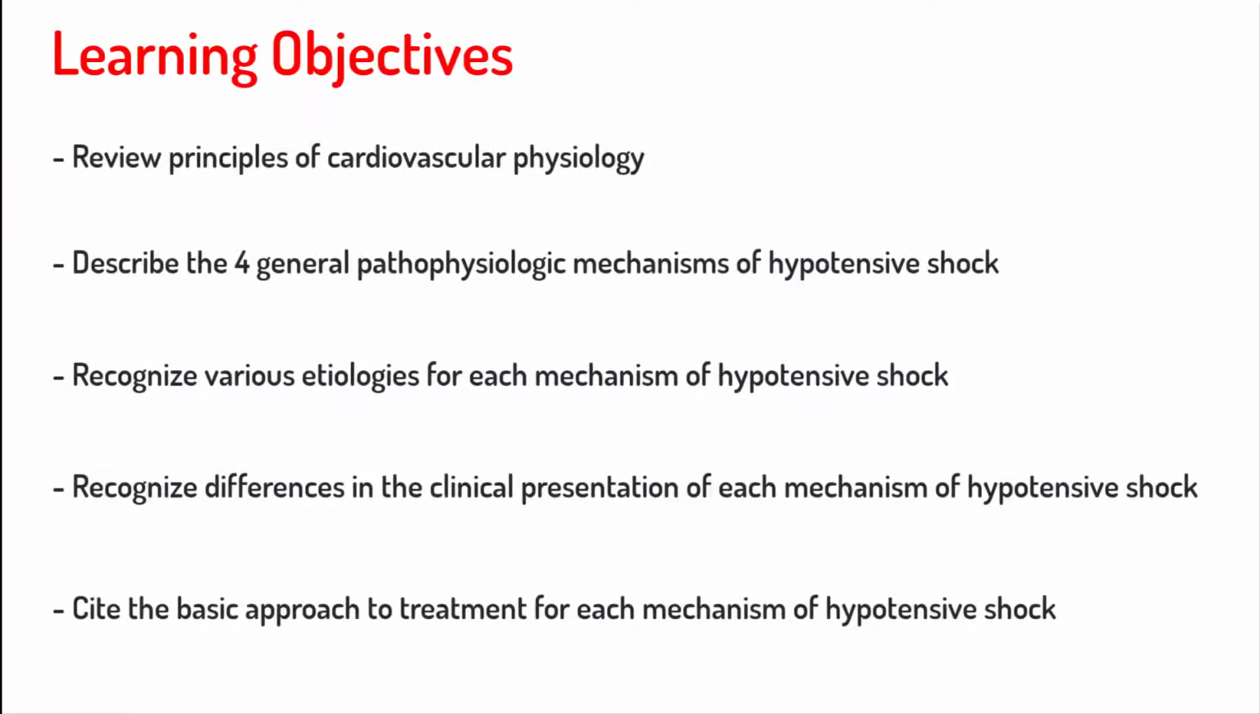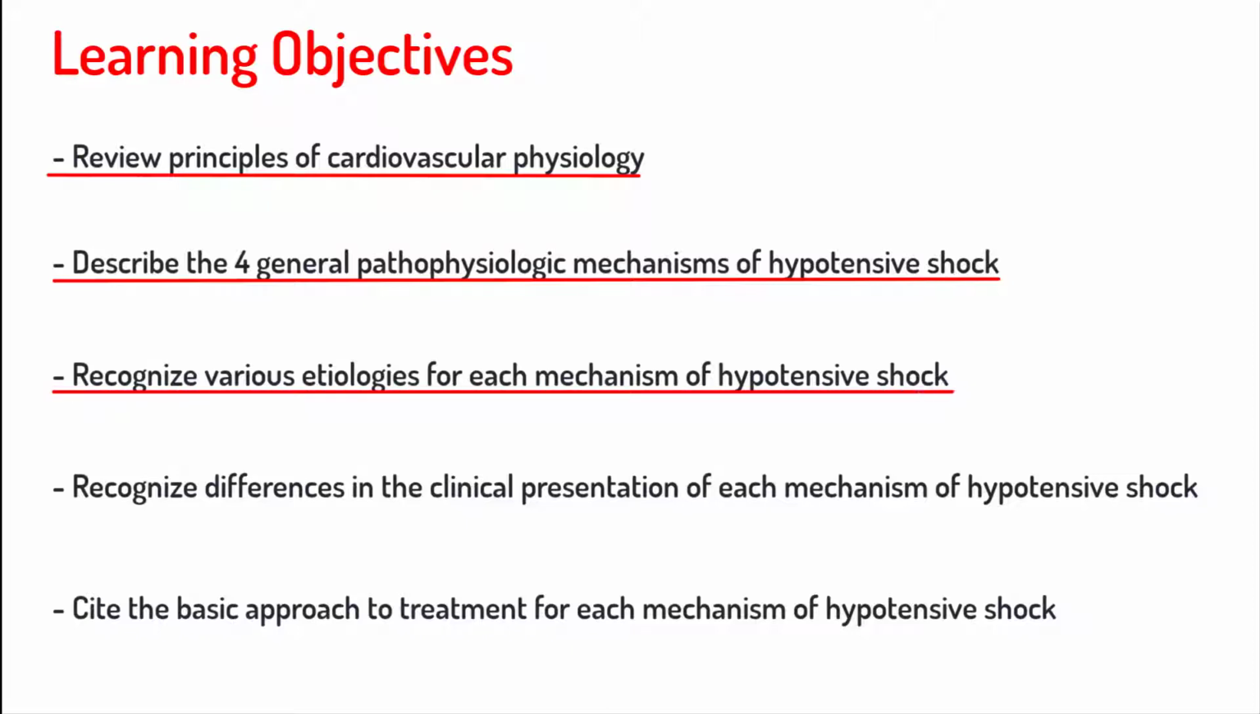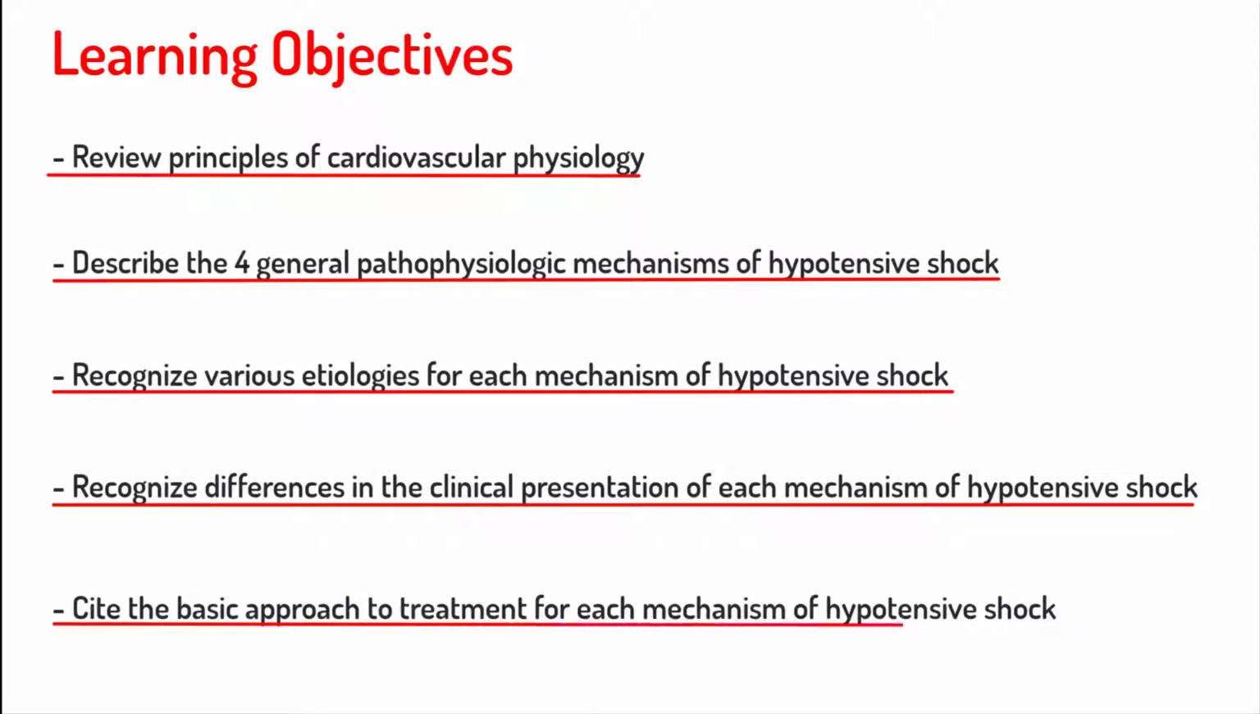The learning objectives for this module are to review basic principles of cardiovascular physiology, describe the 4 general pathophysiologic mechanisms of hypotensive shock, recognize various etiologies for each mechanism of hypotensive shock, recognize differences in the clinical presentation of each mechanism of hypotensive shock, and cite the basic approach to treatment for each mechanism of hypotensive shock.